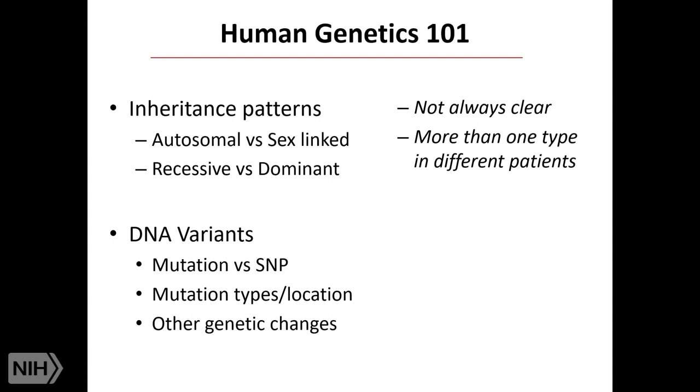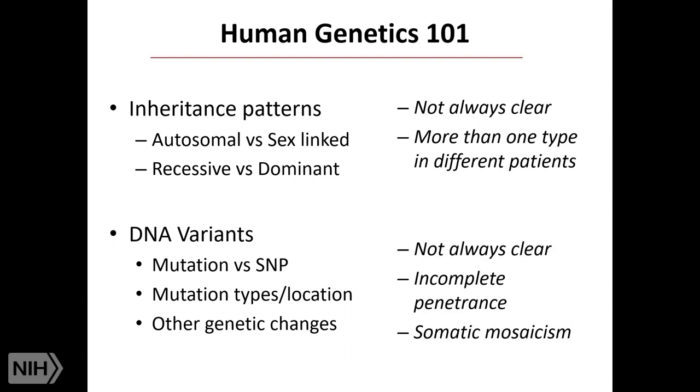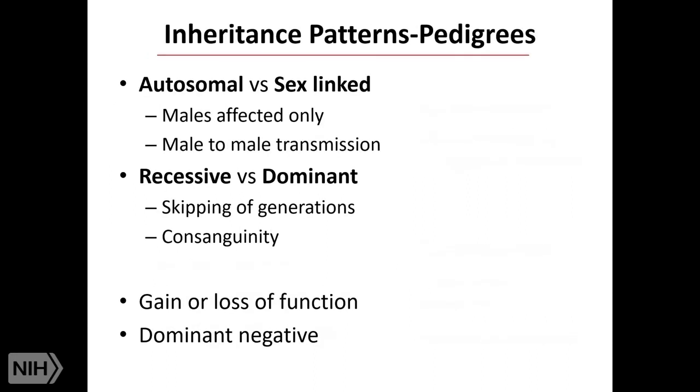And so it's complicated, and that's kind of the main point I want to get to. In terms of DNA variants, it's not always clear what's a mutation and what's a SNP. We also have these incomplete penetrant variants, which we'll talk about a little bit later. And then there's also this concept of somatic mosaicism, in which we have mutations that occur later on in development or even in adulthood that can totally lead to disease that aren't present. So if you're not looking at the right tissue or cells, you may actually miss mutations in the patient.